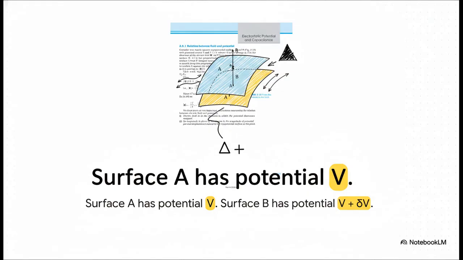Now, looking at our diagram again, you can see that surface A has a potential that we're just going to call V. The surface right next to it, B, has a slightly different potential. We'll call that one V plus a little bit of change, or delta V. Whenever you see that delta symbol, just think a small change in. So we've got two different altitudes, two different energy levels in our electrical landscape.